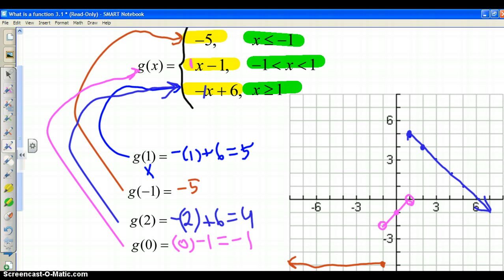So we showed you two different ways. One, plug in points. You got to make sure to know which piece to plug into when you have a piecewise function. The other way is to graph each piece in its entirety, then just erase the part that you don't want. These are the domains that you actually want to graph in.